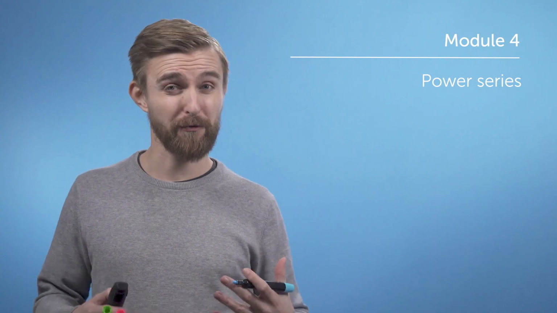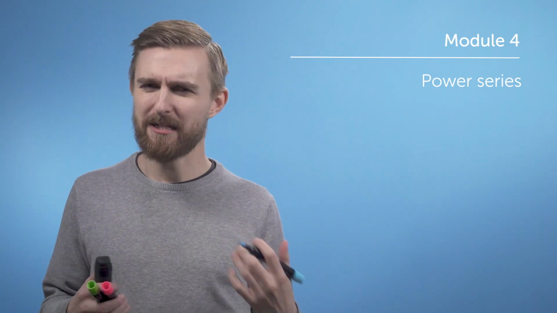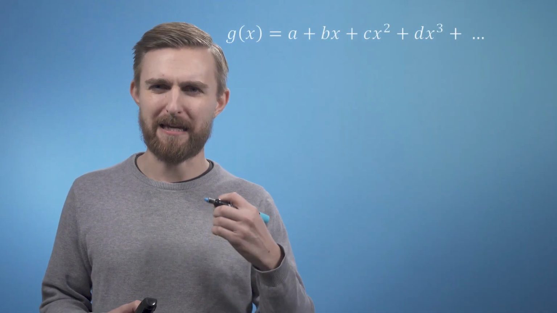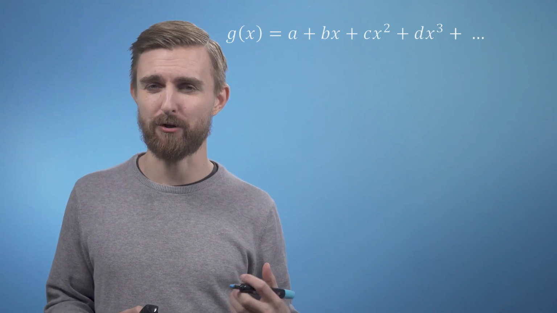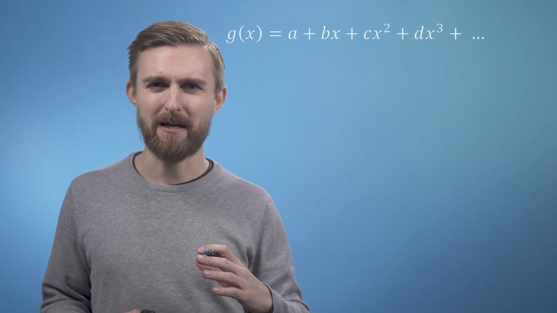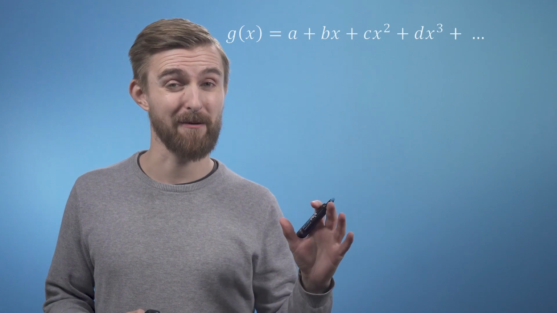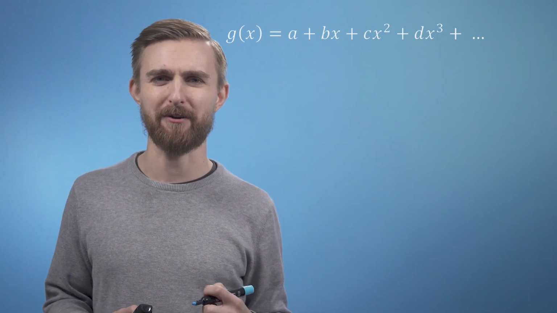Taylor series are also referred to as power series, and this is because they are composed of coefficients in front of increasing powers of x. So we can write a simple generalized expression for a power series as g of x equals a plus bx plus cx squared plus dx cubed, etc. potentially going off for infinitely many terms, depending on what function we're considering.